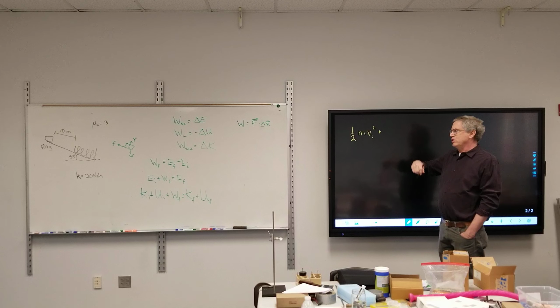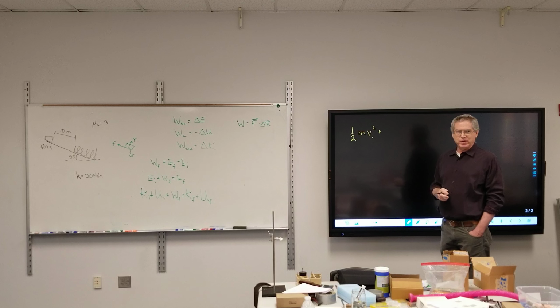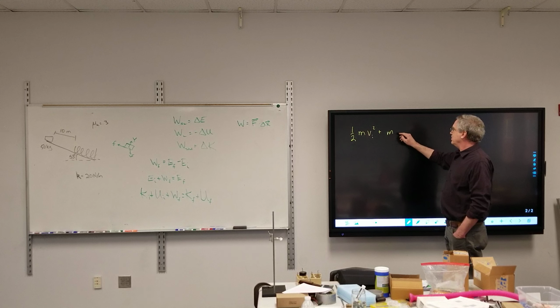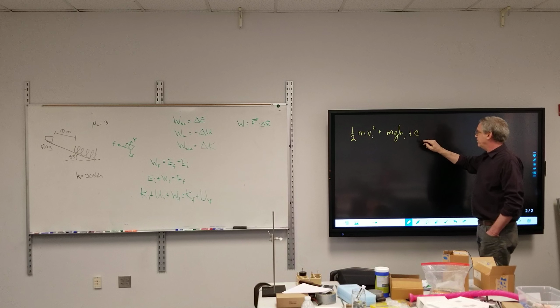So what is the potential energy formula associated with weight? mgh plus c. So we have m, g, h initial, plus some constant, I'll just call it constant 1.